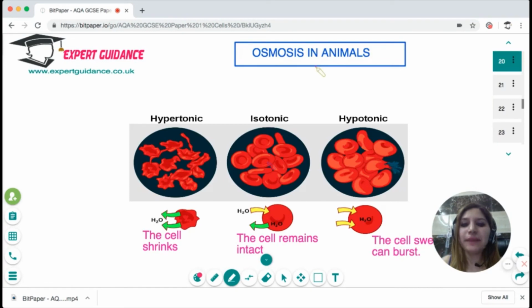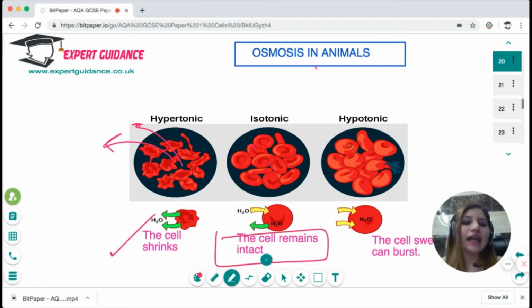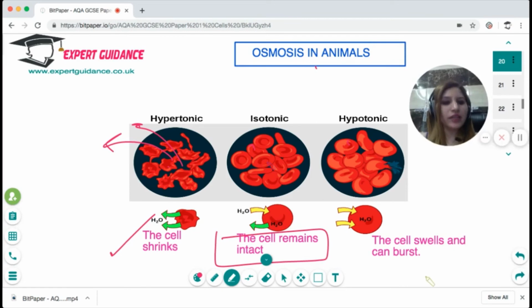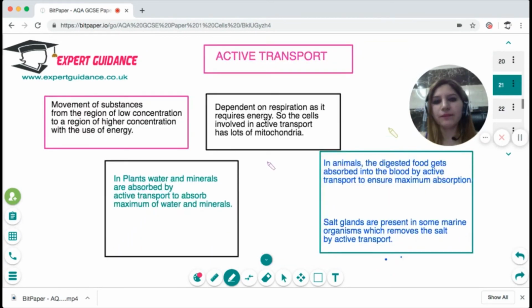Next, in animal cells, if you place them in a hypertonic solution, that is more concentration of solute, the cell will lose water by osmosis and shrink in size. If you place them in an isotonic solution, there's no net movement, so the cell remains intact. And in a hypotonic solution, the cell will gain water, so it will swell and it can eventually burst with time. Now, the next transport is the active transport.